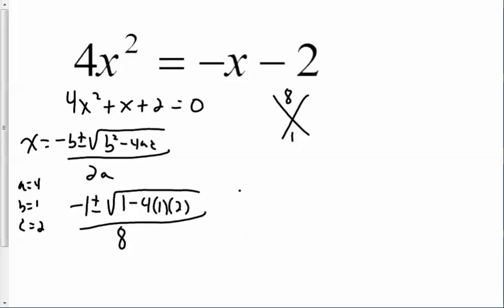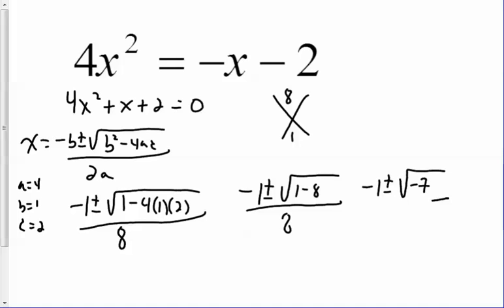So now I get negative 1 plus or minus the square root of 1 minus 8 all over 8. So then this becomes negative 1 plus or minus the square root of negative 7 all over 8, which you should probably know becomes negative 1 plus or minus i radical 7 all over 8. So that's a complex answer, which means that if you were to graph it, you wouldn't see it; there is absolutely no intersection.